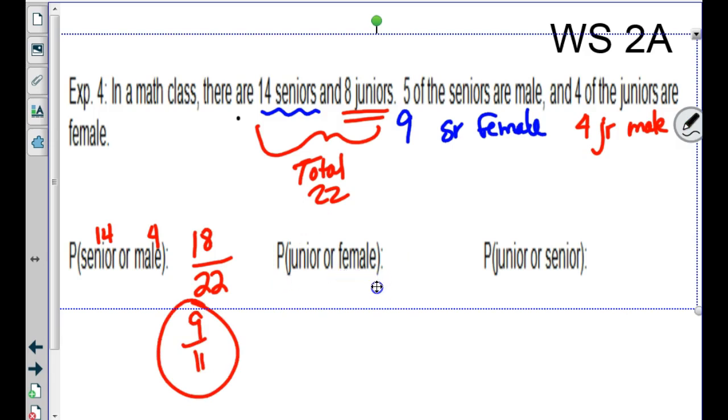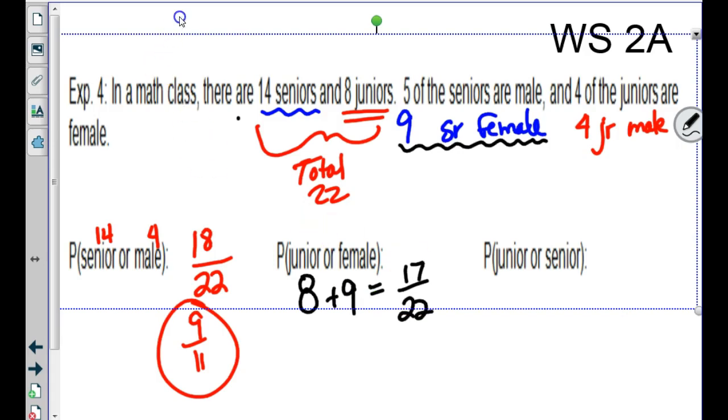Junior or female? How many total juniors? Okay, and how many additional females? 9 senior females, right? Oh, right. So that's 17 out of 22.